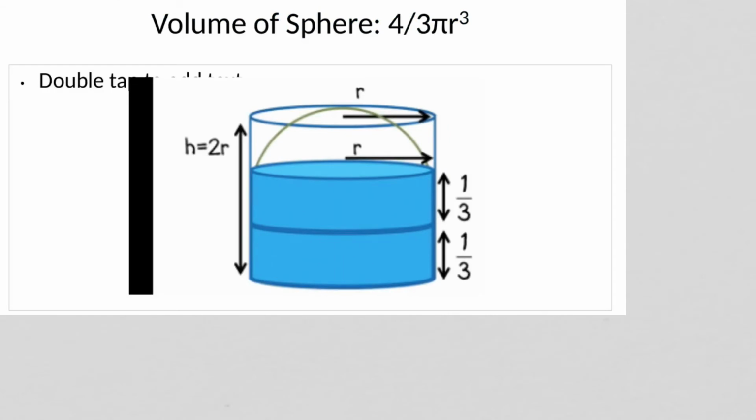When you watch the video, she pushed the sphere down into the cylinder of water, and by displacement, filled what came out, and noticed that 4/3 of it fills the sphere. So the volume of the sphere is 4/3 pi r cubed.